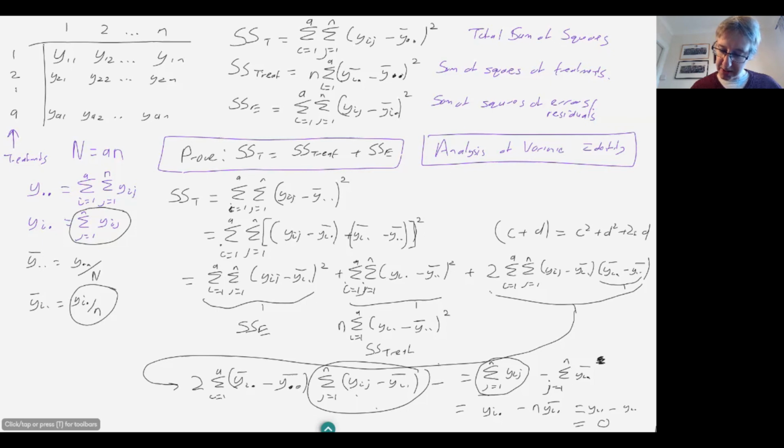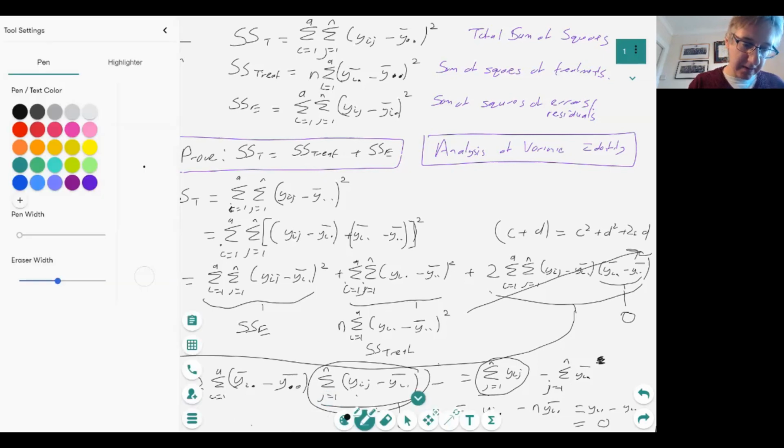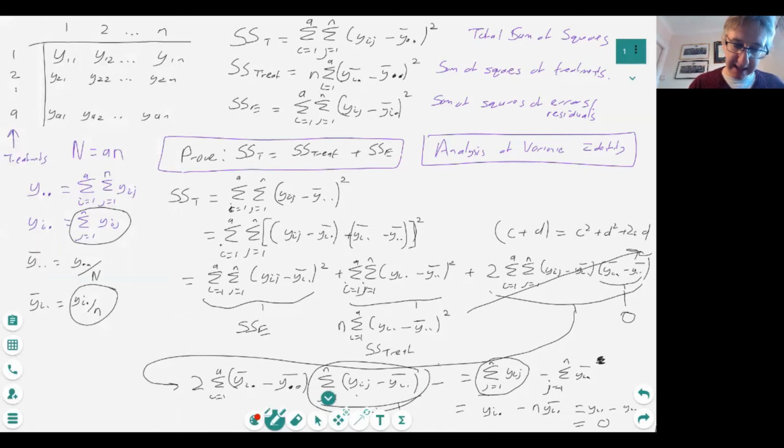So in other words, this term here is 0, i.e. this term here is 0. So this whole term here disappears to 0. So I am left with my result, that SST equals SSE plus SSTreatment. So my proof is complete.